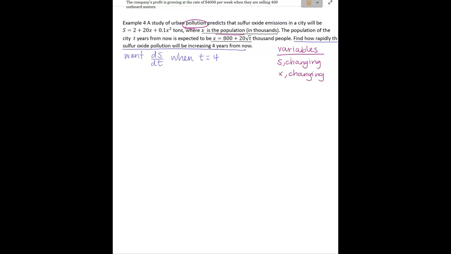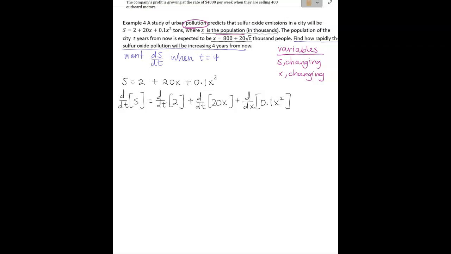So if the population is changing, that means that we do expect for there to be a dx dt. Okay, so we want ds dt. So I'm going to start with the equation for S, and I'm going to differentiate both sides of it with respect to t. So we're taking the derivative of both sides of this equation, all 4 terms, with respect to t. I'm just applying a derivative operator in front of all of these terms.